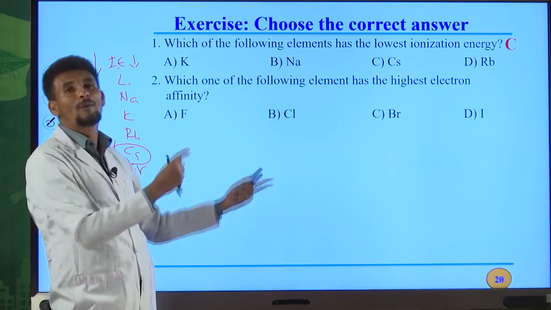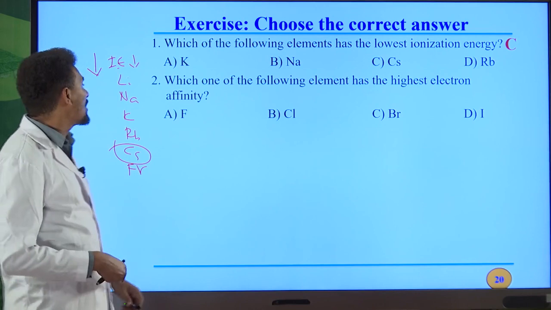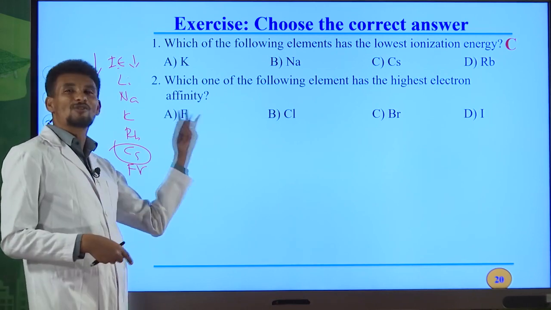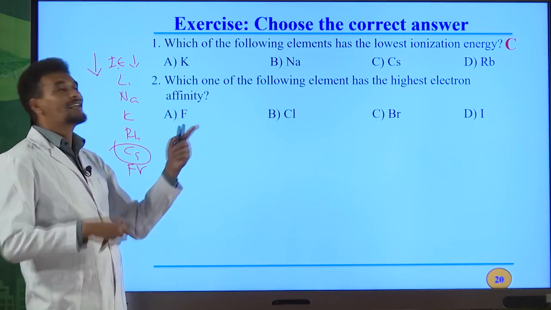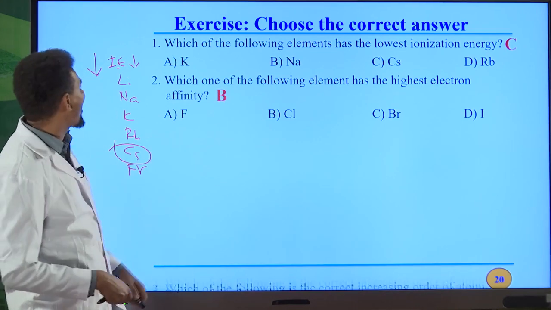Okay, I already told you about this one. So this is the factor that affects electron affinity of elements. Because of the small size of fluorine, it has smaller electron affinity than chlorine. So B is the correct answer.